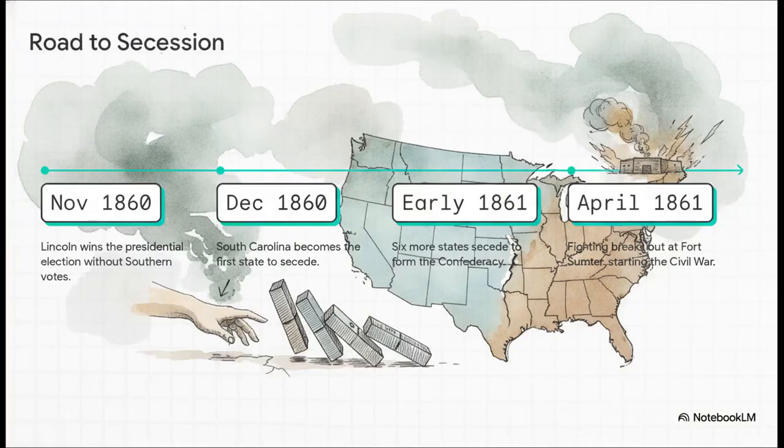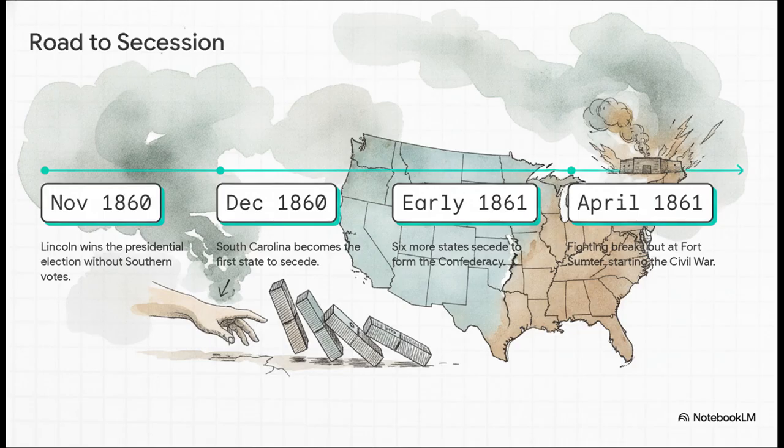Guys, the pacing of this fallout was just staggering. It was like a giant row of dominoes falling. In November 1860, Lincoln wins the election. Then, just weeks later, on December 20th, South Carolina becomes the very first state to secede from the Union. Boom. That triggers an immediate chain reaction. By early 1861, so just a few months later, 6 more southern states secede and join up with South Carolina to form the Confederacy.